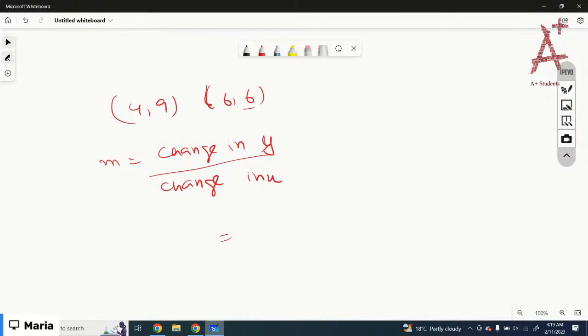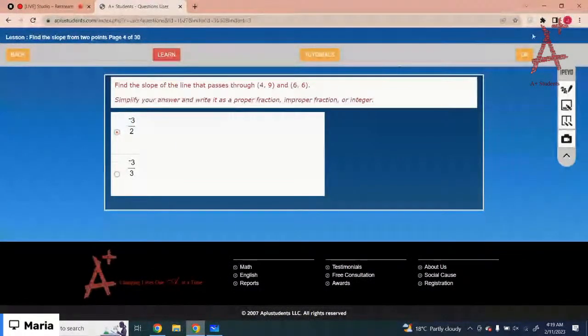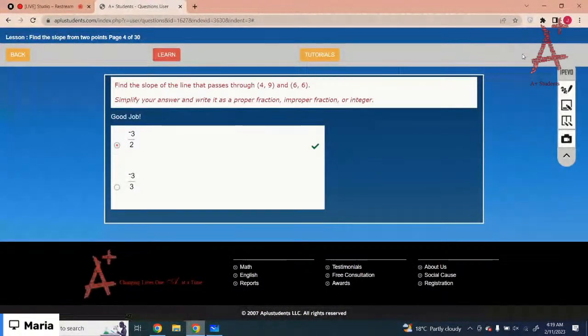So y is 6 take away 9 and x is 6 take away 4. So 6 take away 9 is negative 3 and 6 minus 4 is 2. So the slope is negative 3 over 2. So the correct option is negative 3 over 2. Here is the correct option. Just select the option, then click on the OK button.